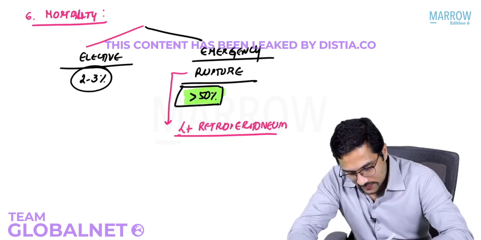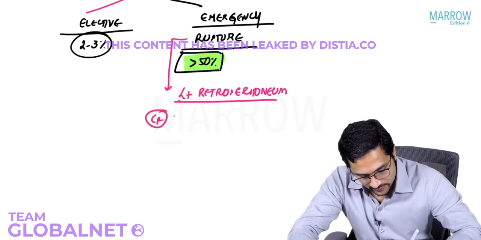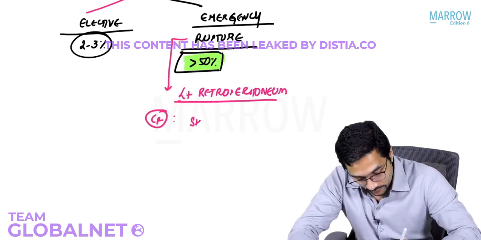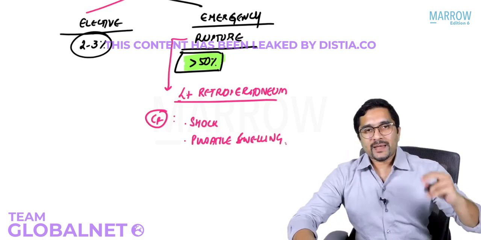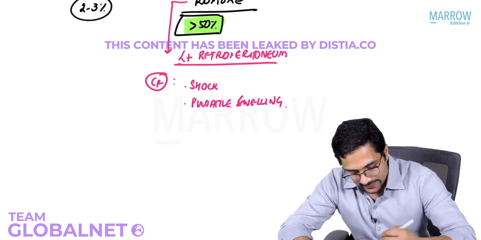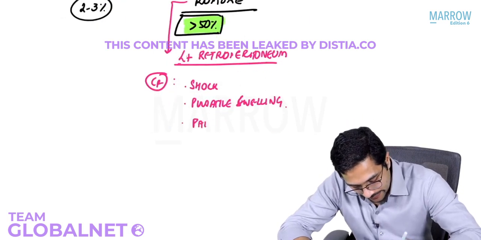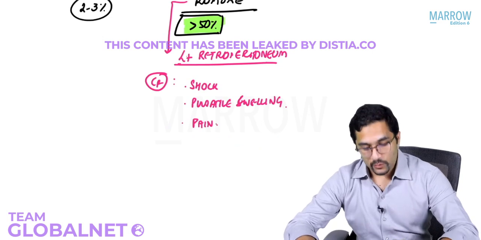And these patients, the clinical features when a rupture occurs, these patients are going to come with shock, a pulsatile swelling, and flank pain. So these patients are going to come with shock, a pulsatile swelling, and pain in the abdomen. That is how these patients are going to present.